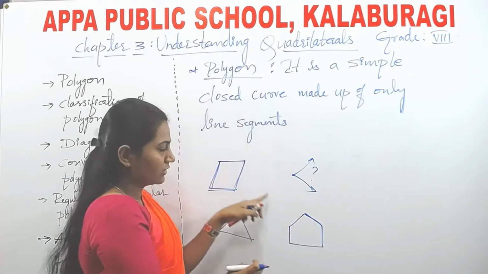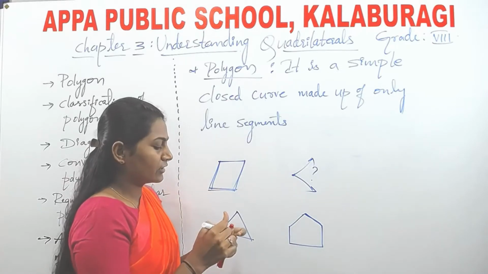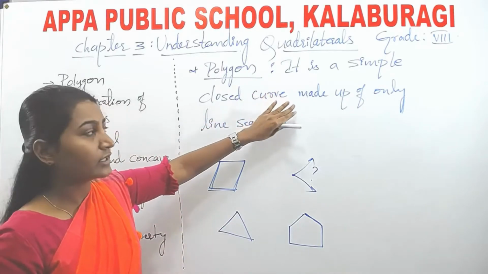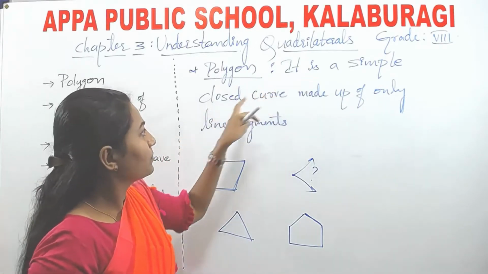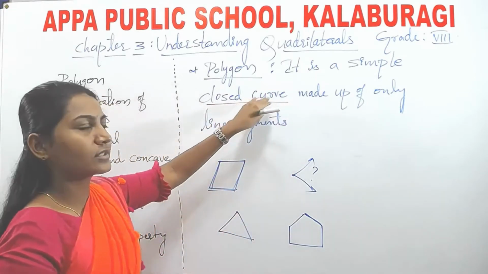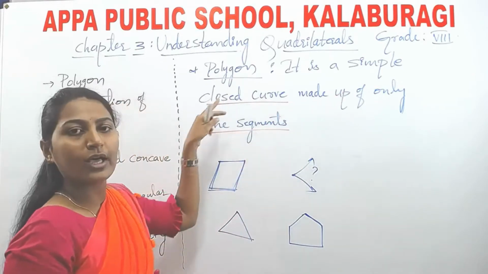This is a polygon. This is also a polygon. This is also a polygon. So children, you need to keep in mind the two words in this particular definition. That is, it is a simple closed curve. So this particular word, closed curve, and made up of only line segments. These two are very important.